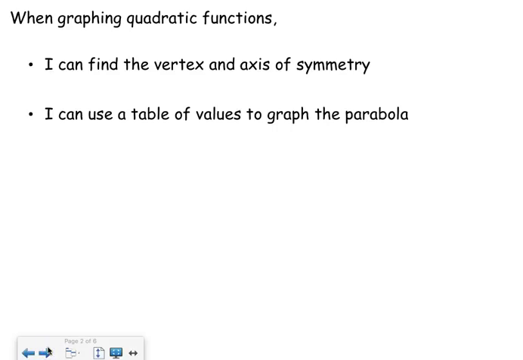So we're going to be able to find the vertex and the axis of symmetry, and we're going to plug back into our table to graph our parabola. So that will be the same.